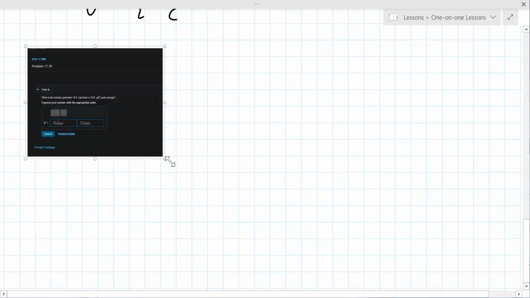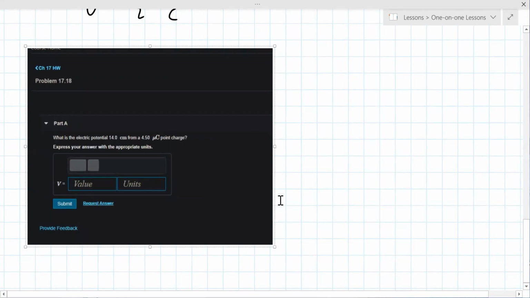All right, so it says, what is the electric potential 14 centimeters from a 4.5 microcoulomb charge? That one's one of the equations we've already been using in some of the previous ones here. So we're finding the electric potential. The electric potential is V. V equals KQ over R.